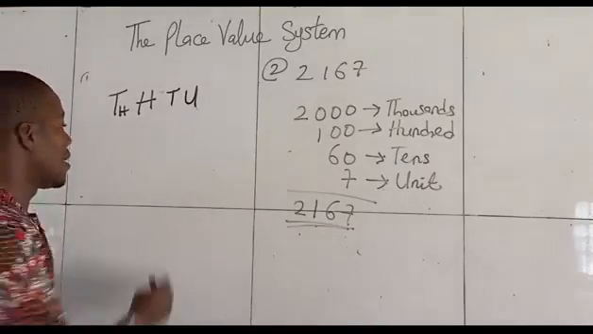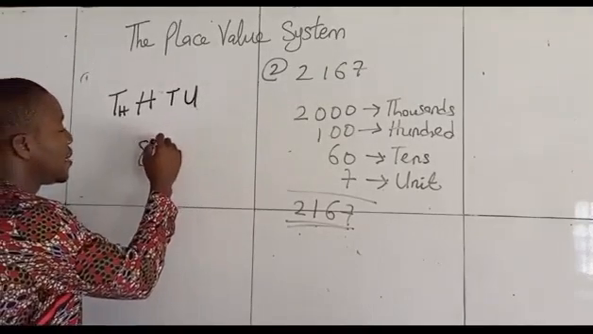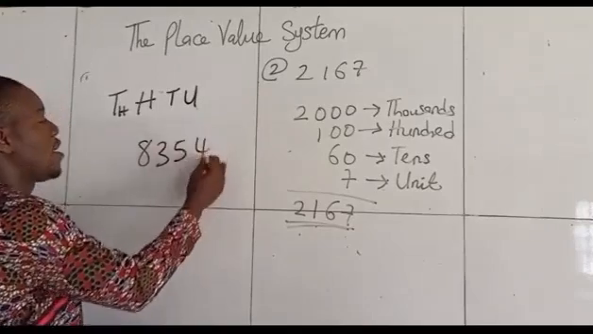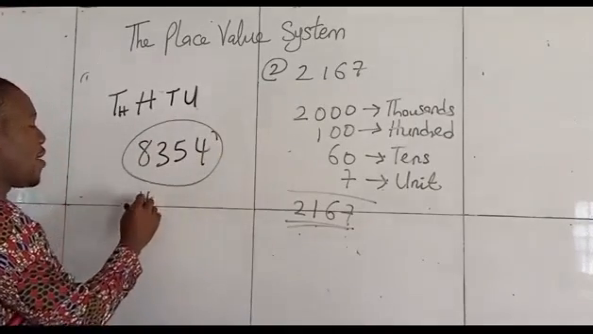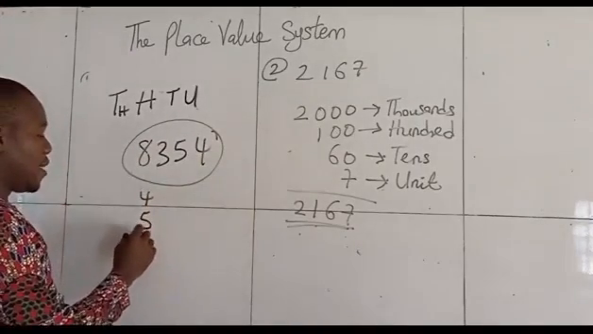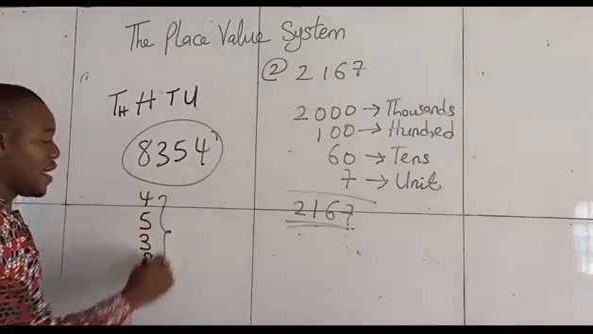I will leave you with this. 8, 3, 5, 4. So you tell me the place value of 4, the place value of 5, the place value of 3, and the place value of 8.